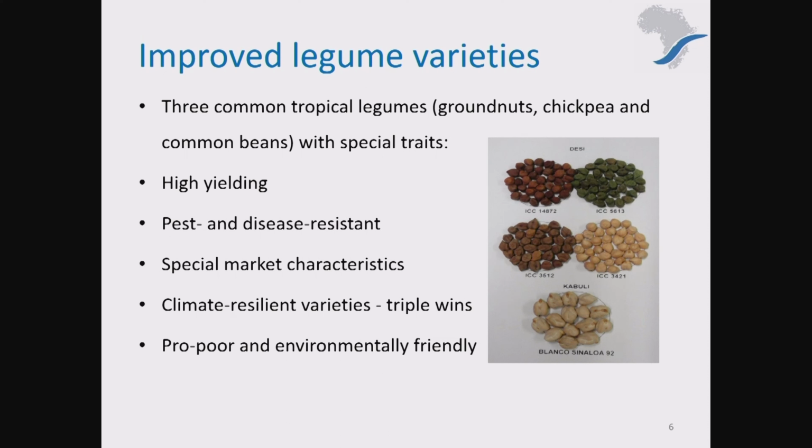But given that these varieties are also drought resistant, they offer us the triple wins of climate-smart agriculture, that is increasing agricultural productivity, but also increasing resilience and reducing the emission of greenhouse gases. And given that these are legumes, we argue in our paper that they are really poor, that is very close to the smallholder farmers, and environmentally friendly because they sequester atmospheric nitrogen, which they use to increase soil fertility.